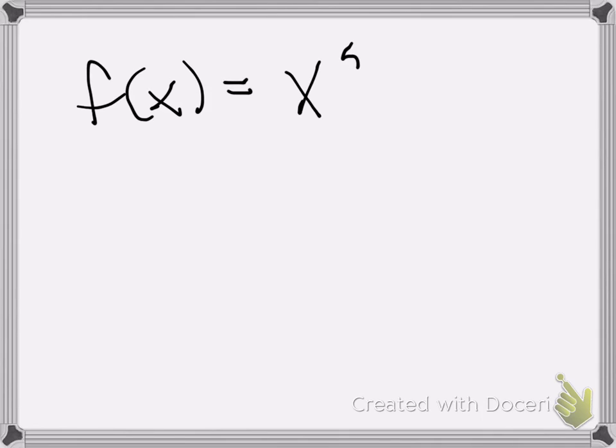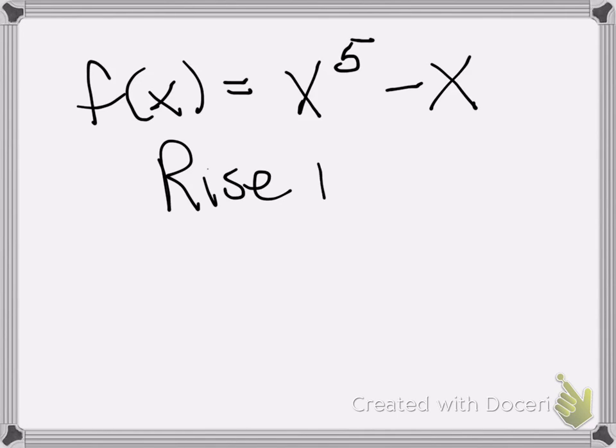x to the 5th minus x. Okay, let's identify first. We're odd again because 5 is an odd number. So we go to the odd category. Leading coefficient is positive. So we're going to do what? Rise right, fall left. Okay, so those are the left-right behaviors according to the leading coefficient test.